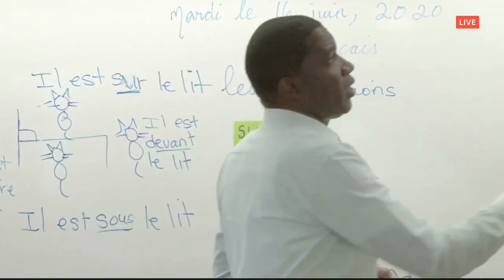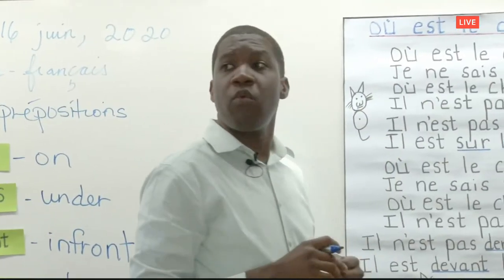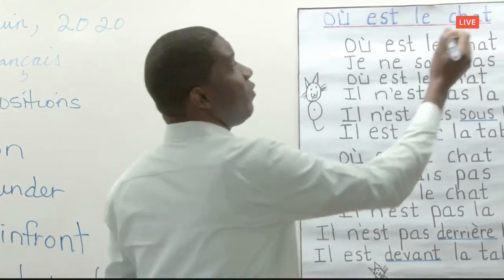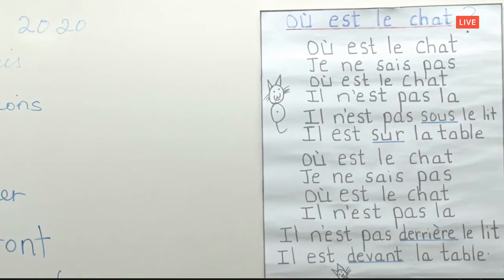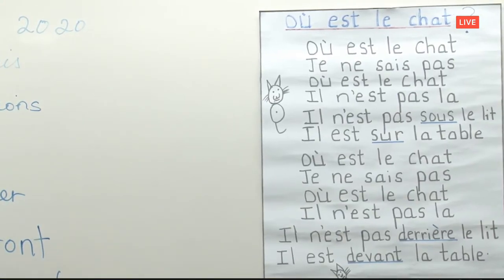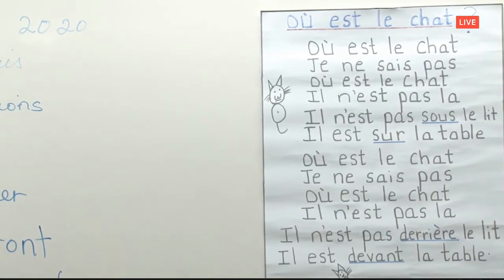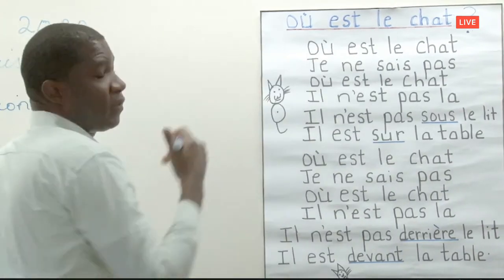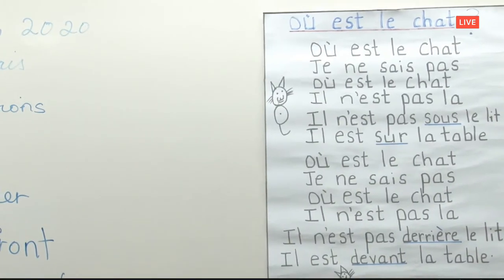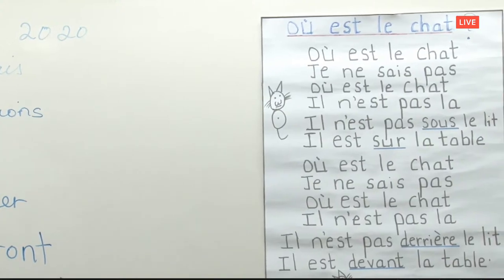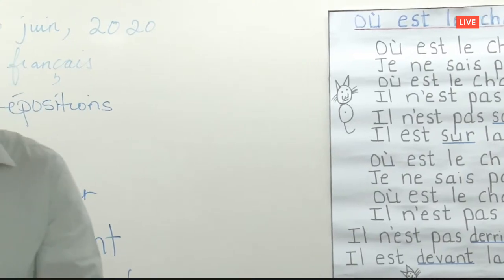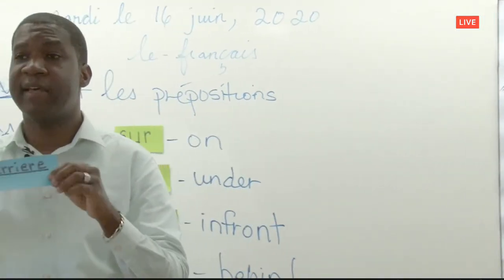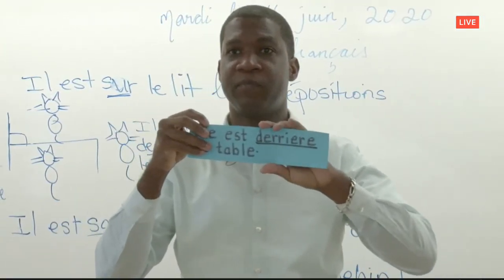Remember, we have the title of our song here, Où est le chat? And we can even put a question mark here to show that we are asking a question. Où est le chat? This is the question we are asking. And the response, elle est derrière la table.